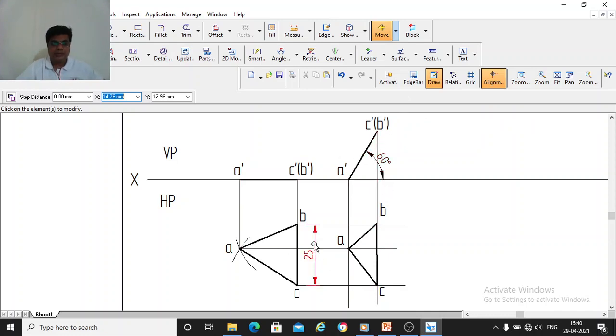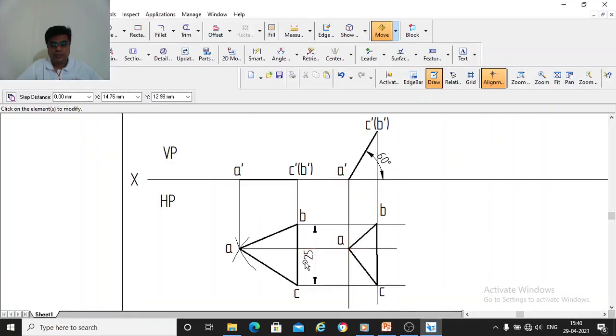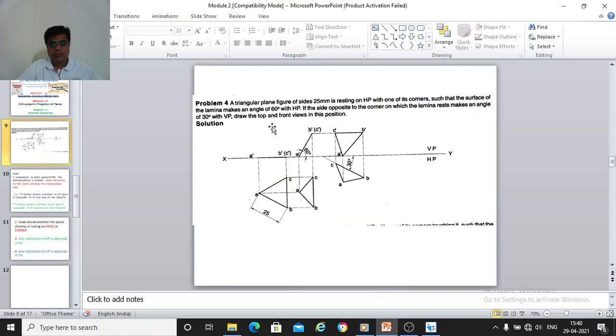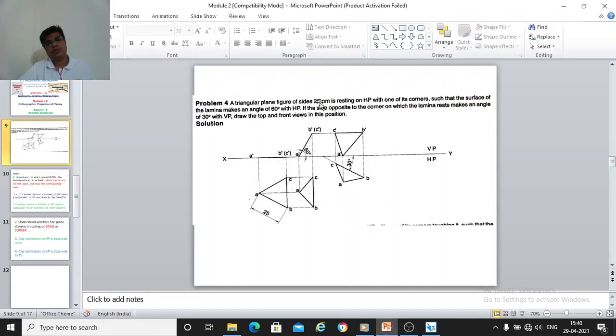And the dimension 25 in the problem, it is 25 mm. You should show 25 mm here. And in the problem 60 degree is given, that 60 degree should be shown here. So whatever dimensions are given in the problem, that should be shown in the drawing. Don't show any other dimensions. Only show those dimensions: 25, 60 degree and 30 degree. Only three dimensions you should show: 25, 60 and 30. So now we have completed this much part of the problem.